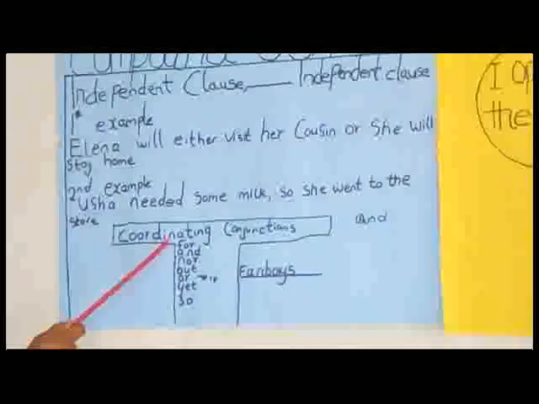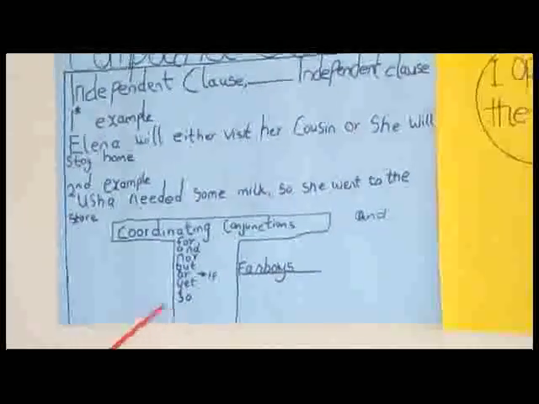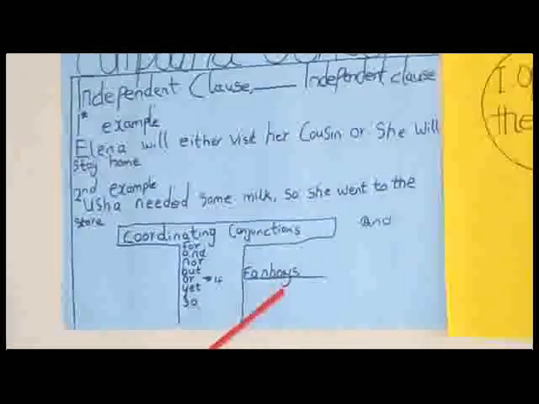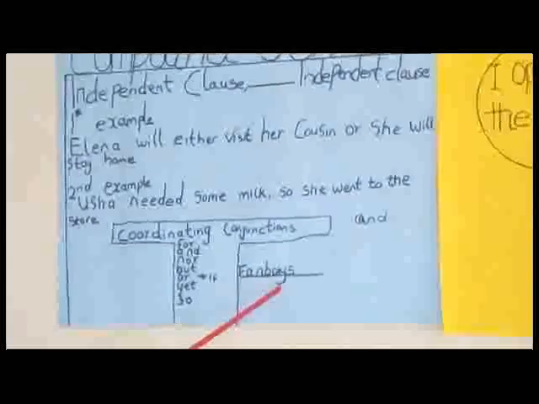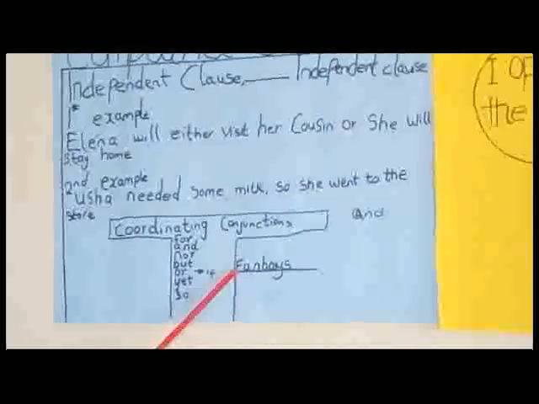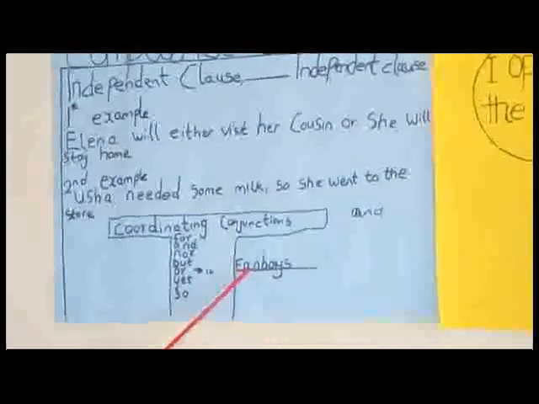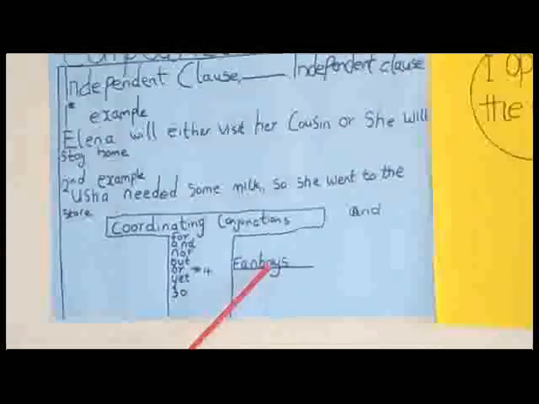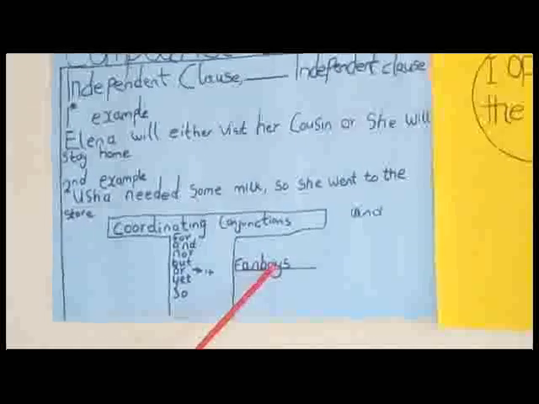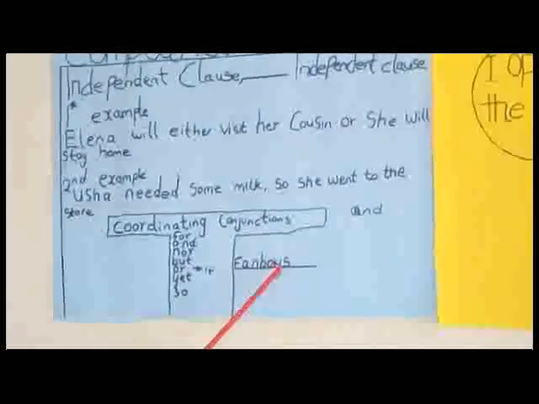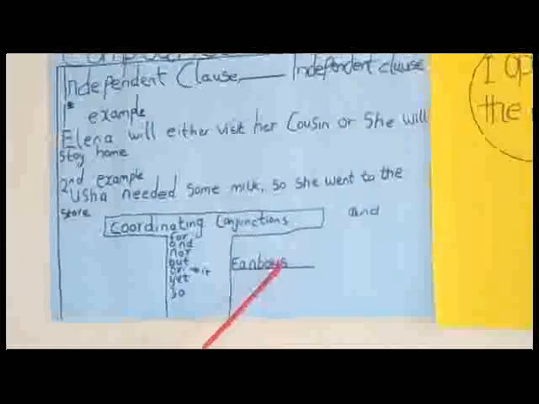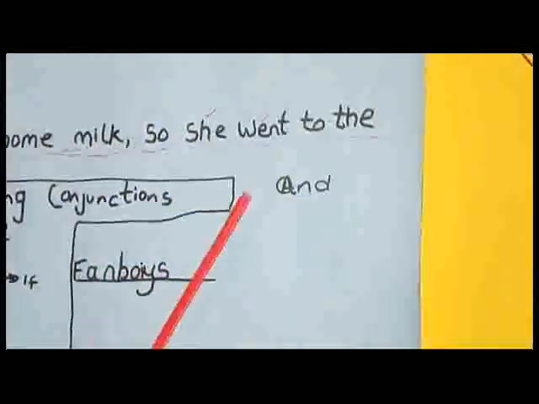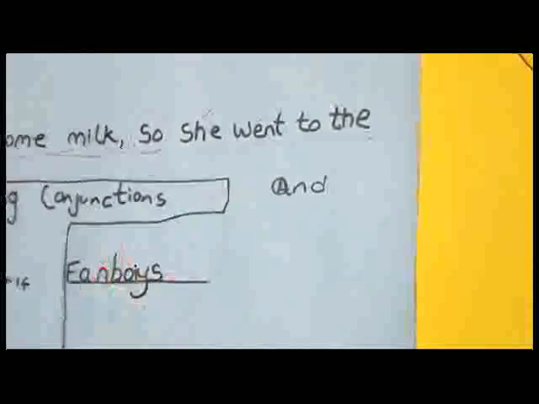So when we look at this carefully, we find out that these conjunctions give us a word, an acronym, FANBOYS. So F here is for, A is and, N is nor, B is but, O is or, Y is yet, S is so. FANBOYS. So kids, I want to bring your attention to this.